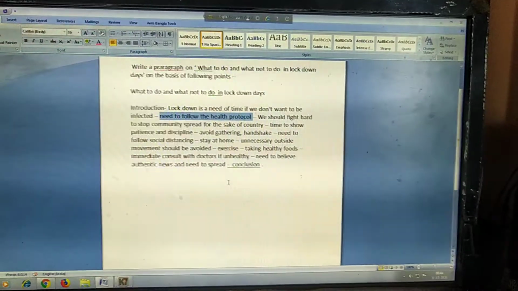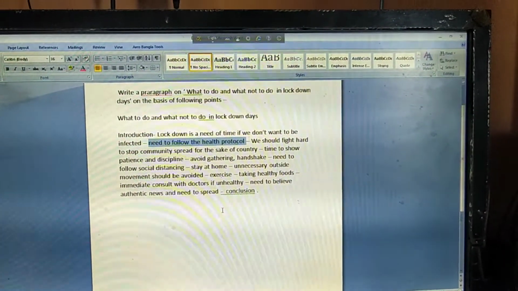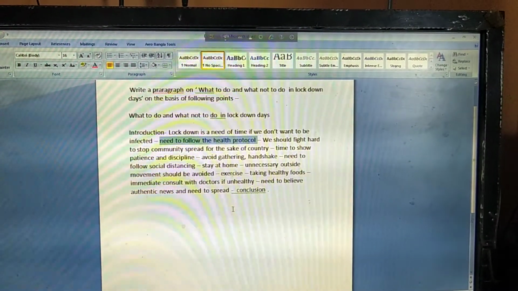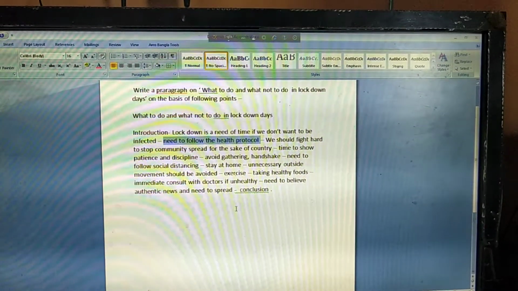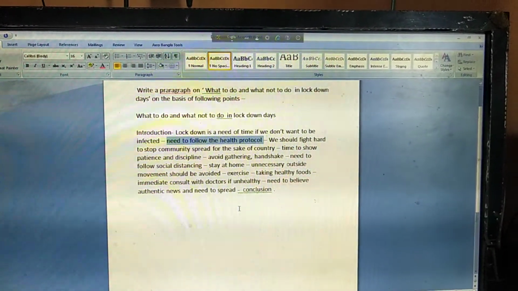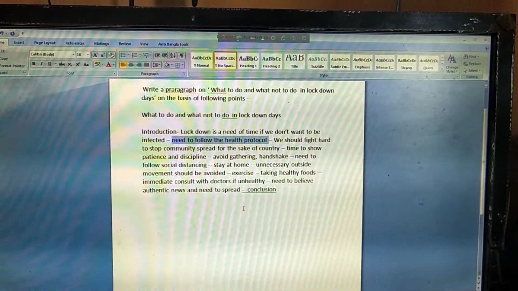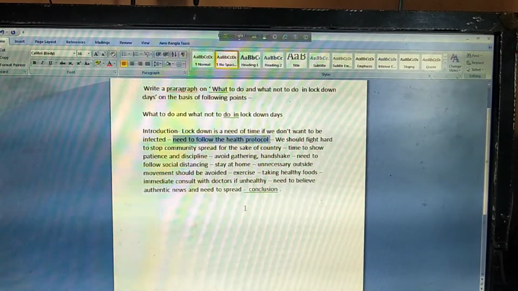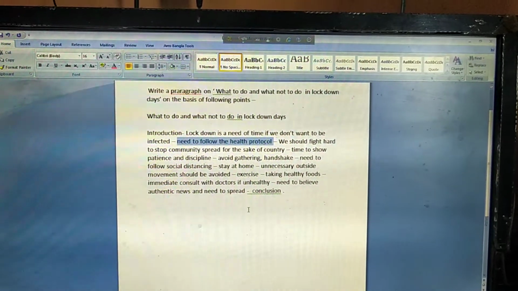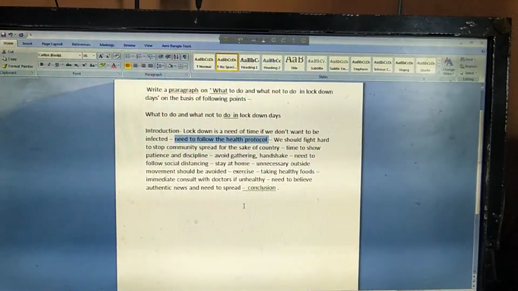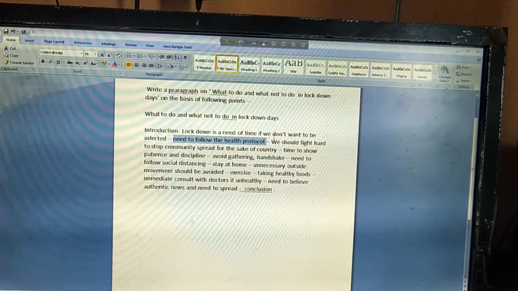Now we should follow the health protocols, because there are health guidelines that we need to wash our hands, we need to stay clean, we need to use sanitizer or soap, those particular kinds of things you need to write here.